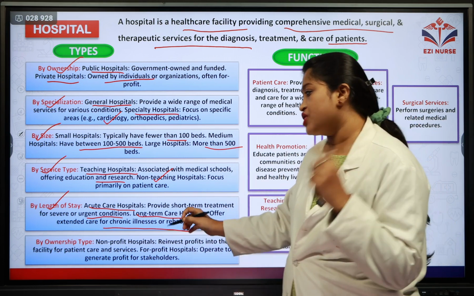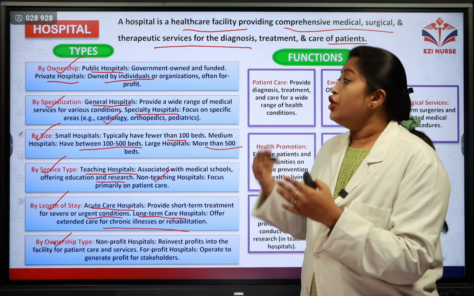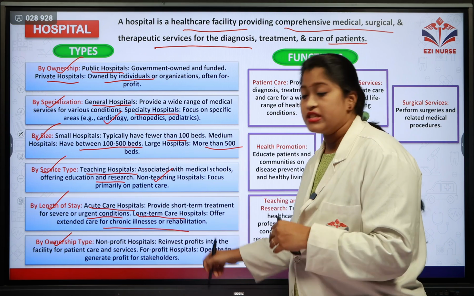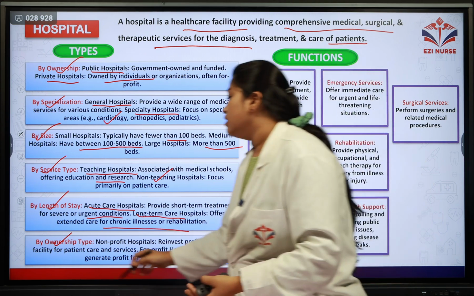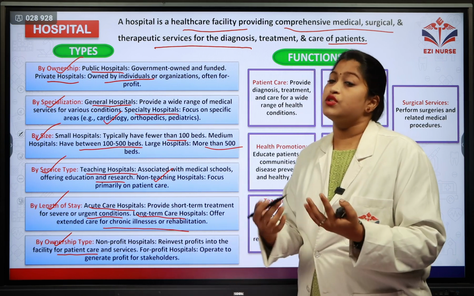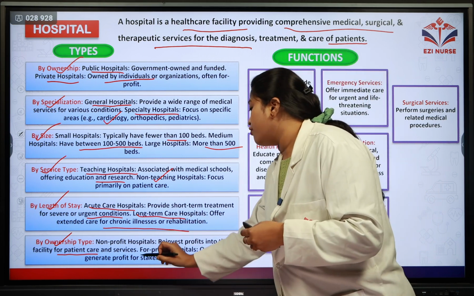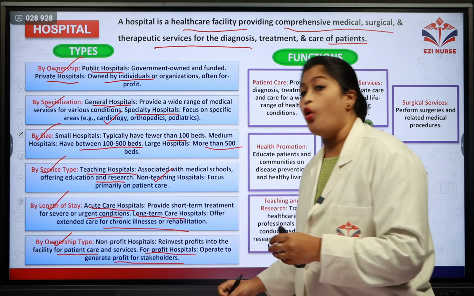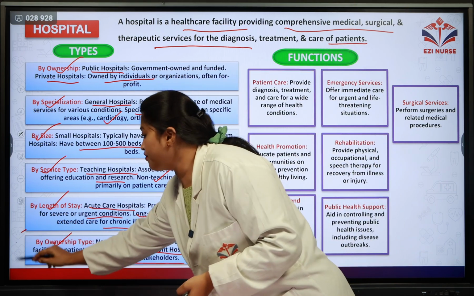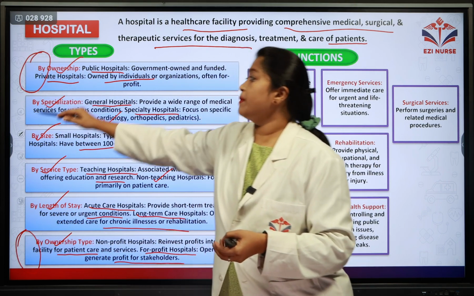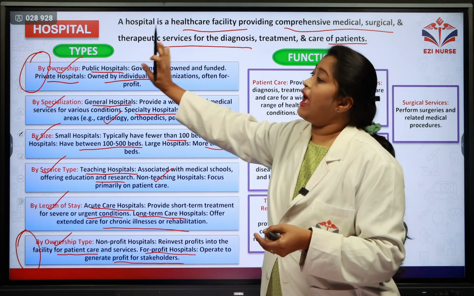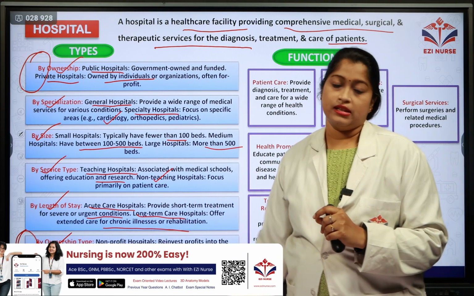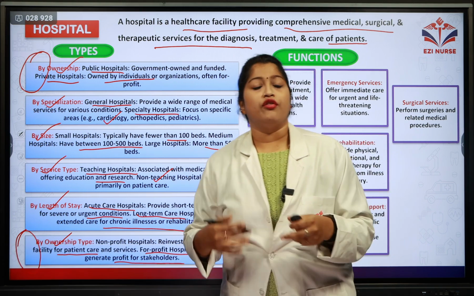And the final classification is based on the ownership type, where we have non-profit hospitals. Here there is no profit; they reinvest whatever profit they get in the facility for patient care as well as for services. The next one is for-profit hospitals, where they operate and generate profit, which they distribute to stakeholders. This classification also includes ownership. It's almost the same as public and private, but here it is non-profit hospitals and profit hospitals. So this was a simple classification of hospitals.